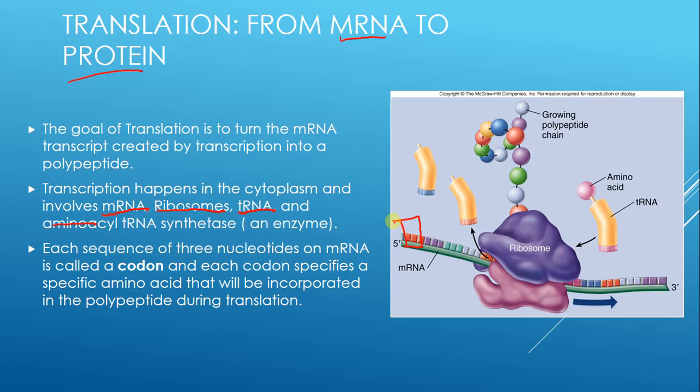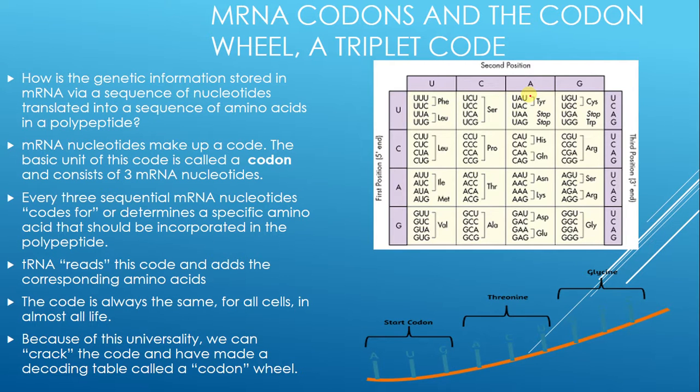So here is a codon. On this picture, each different group of 3 colored differently is a different codon. And each codon specifies a certain amino acid that will be incorporated in a polypeptide during translation. So, the triplet code, these codons, their identity determines the amino acids that are getting added to our growing polypeptide chain in translation. So the mRNA codons and the codon wheel are really important.